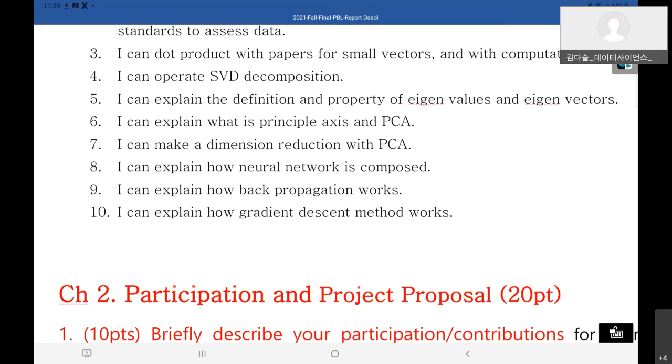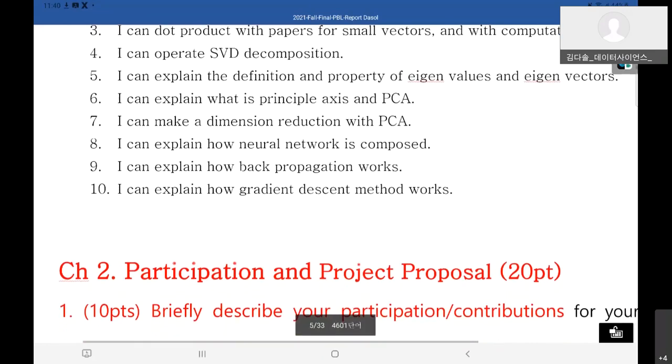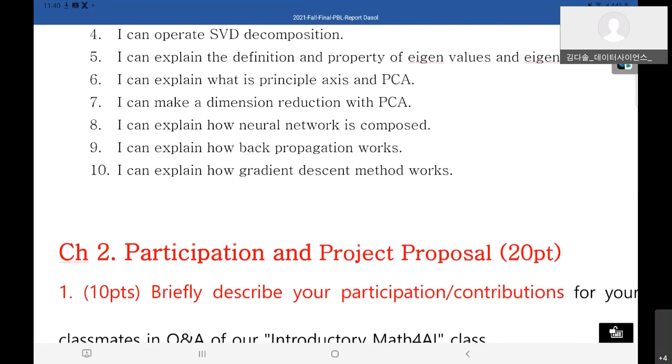I said that, and I can explain how backpropagation works. Daniel is explaining this well, and I can explain how the gradient descent method works. Actually, I was not sure I could explain that, but now I can explain it, and I can make code for it. And I did that in the Q&A section, actually.